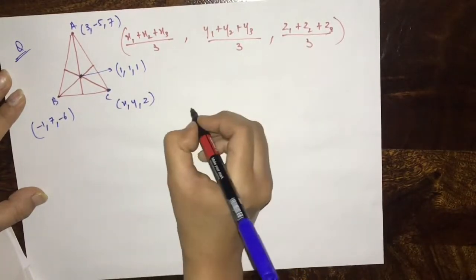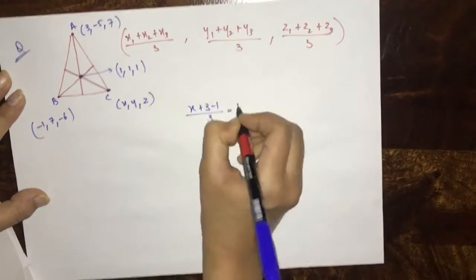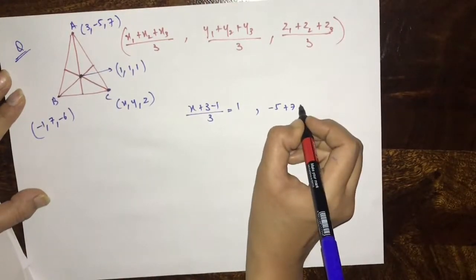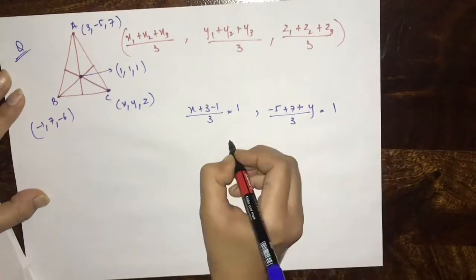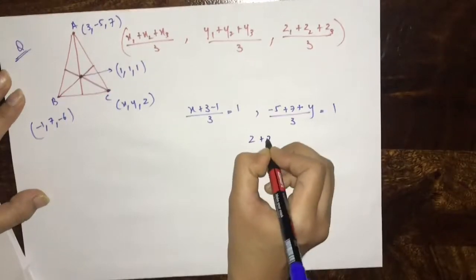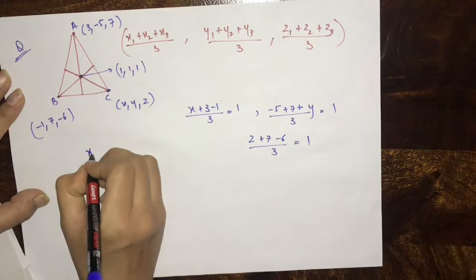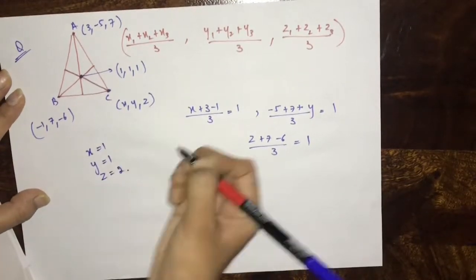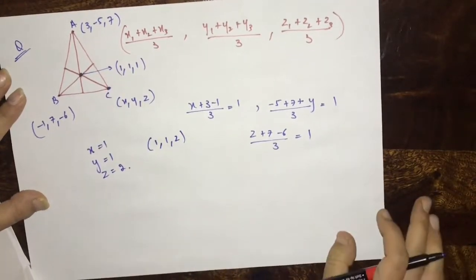Now use the same formula. You have (x plus 3 plus minus 1) upon 3 is equal to 1. You have (minus 5 plus 7 plus y) upon 3 is equal to 1. And similarly for the z coordinate, you have (z plus 7 minus 6) upon 3 is equal to 1. Solving it, you get x is equal to 1, y is equal to 1, and z is equal to 2. So the coordinates of point C will be 1, 1, 2.